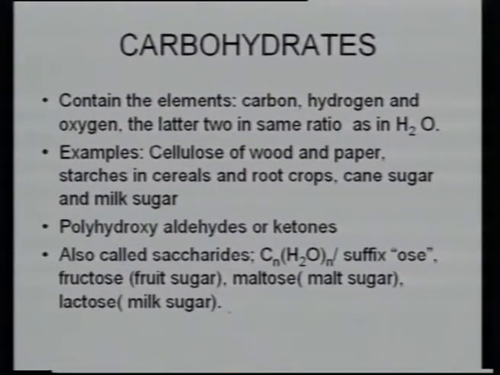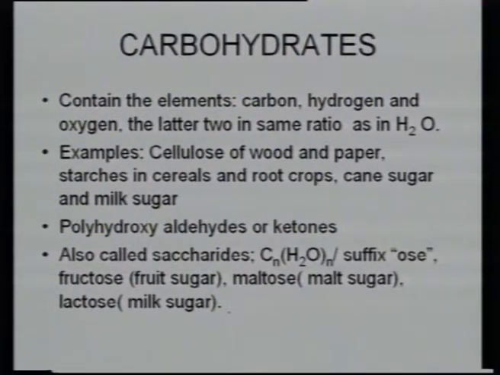Cellulose of wood and paper is also an example of carbohydrate. Technically they are known as polyhydroxy aldehydes or ketones. They are the two groups. They could be aldehydes or they could be ketones. Glucose is an example of a polyhydroxy aldehyde, and fructose is an example of a ketone. In simple terms, these are also known as saccharides, and we use the suffix -ose, as in fructose.